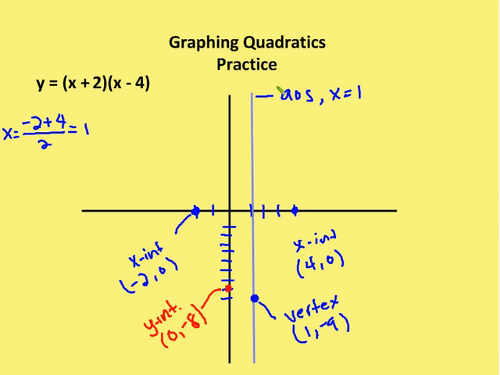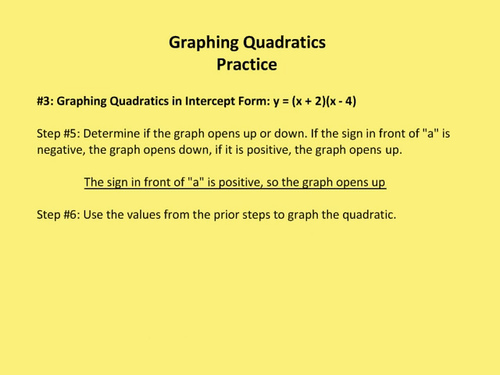I have my vertex, my two x-intercepts, and my axis of symmetry. I'm ready to graph, but again, let's just make sure that we have the graph going in the right direction. It's always a good strategy to check your work by looking at multiple facets of the quadratic. So step number 5, determine if the graph opens up or down. If the sign in front of a is negative, it opens down. If it's positive, it opens up.